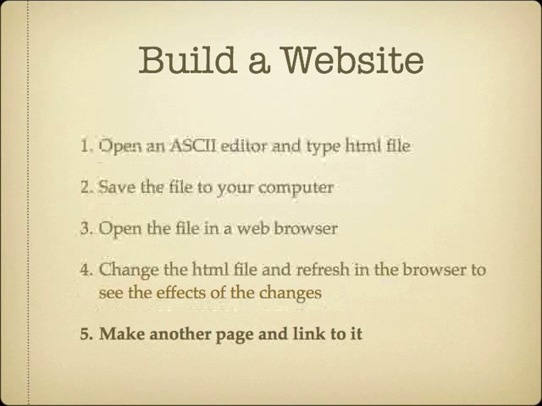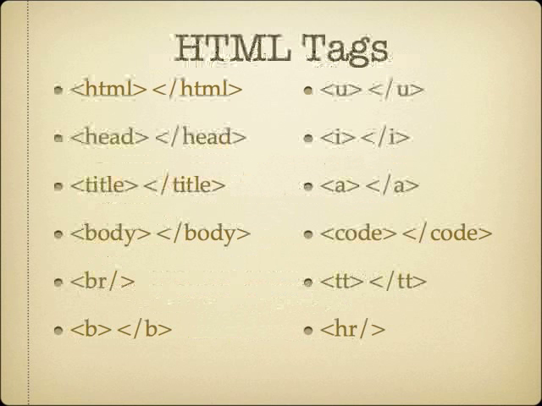And then finally, step 5. To make a second page, open a new file in the text editor, type the HTML and save it with a different file name. Then you'll have two pages. See if you can get them to link to each other. So now you know enough to build a simple website from scratch. While you're at it, see if you can figure out what code, TT and HR do. HR is another of those rare tags that doesn't occur in begin-end pairs.